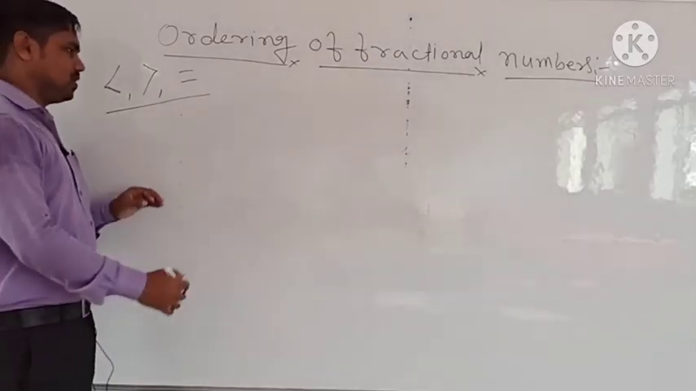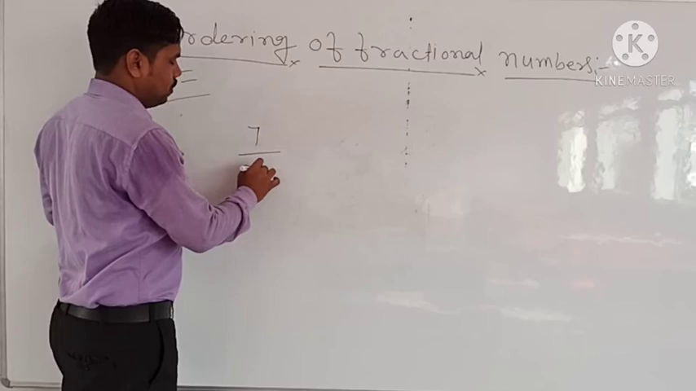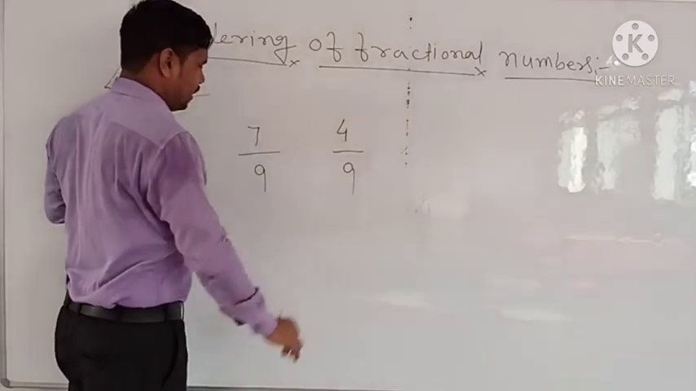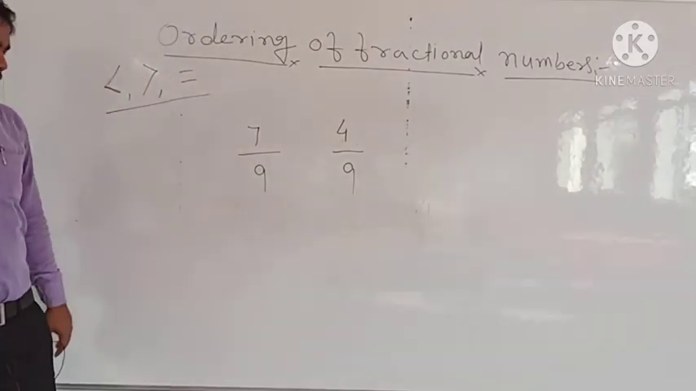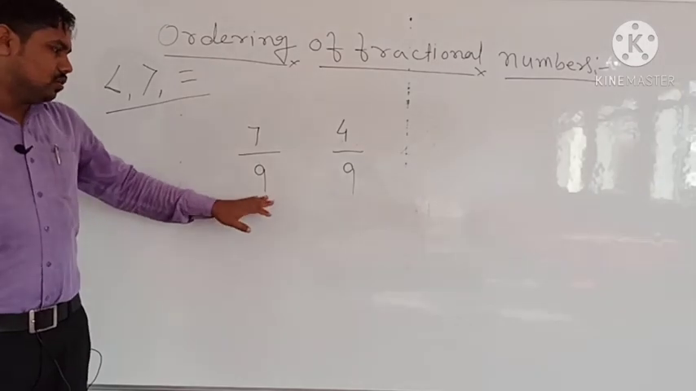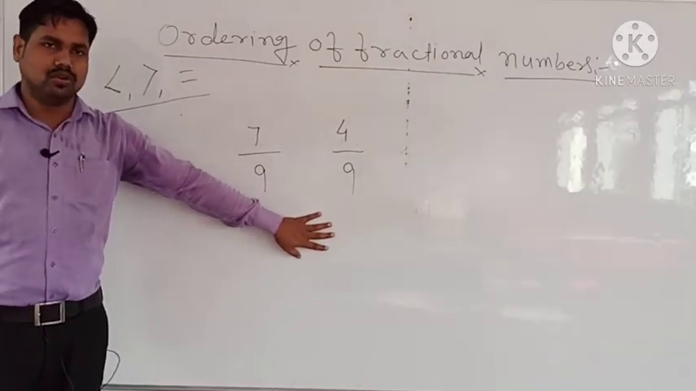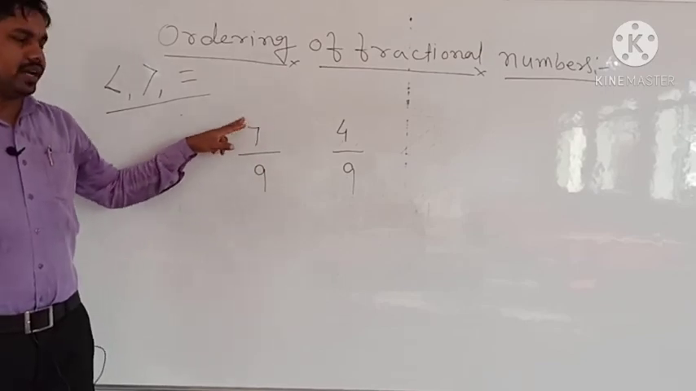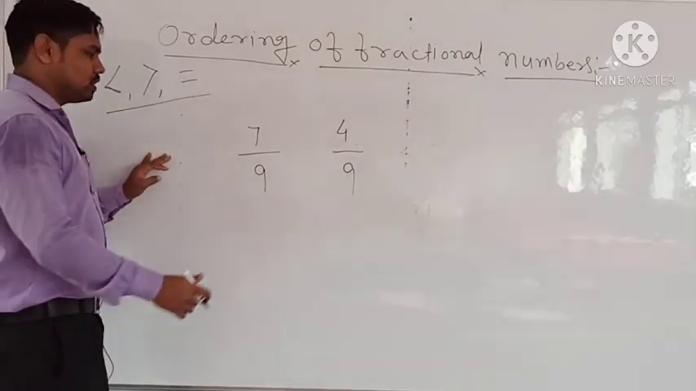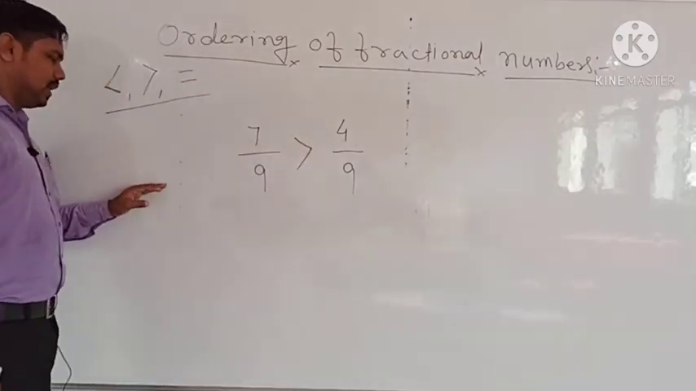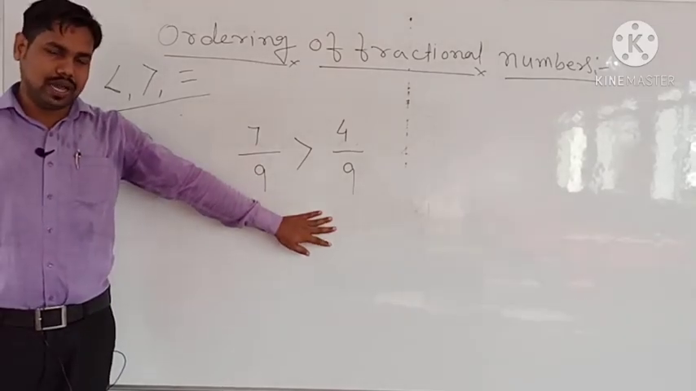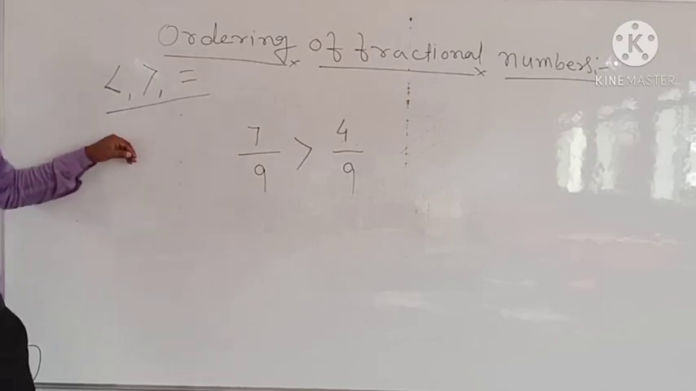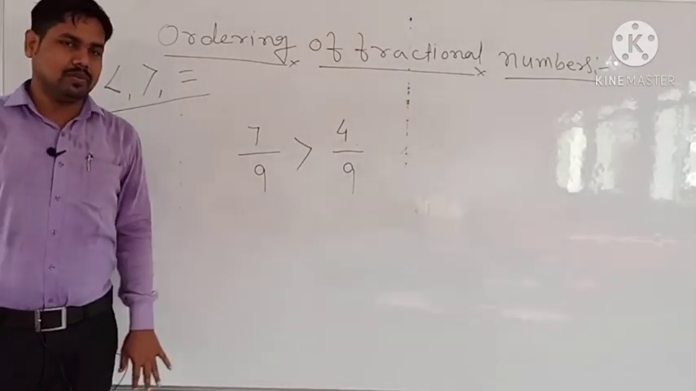For example, one question is 7 by 9 and 4 by 9. So this question is related to the first thing which we have discussed. These two numbers are like fractions, so the denominators are the same. In that case, the number with the greater numerator will be the greater number. So 7 by 9 will be the greater number, because you make 9 parts in total, and out of 9, if you take 7 parts and if you take 4 parts, definitely 7 parts will be greater than that. So यहाँ पे 7 by 9 will be the greater number.